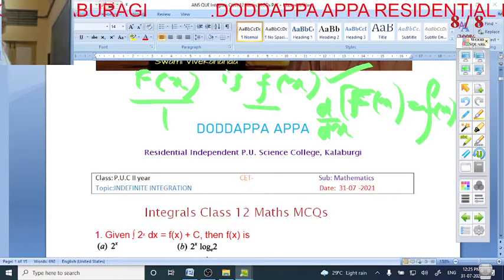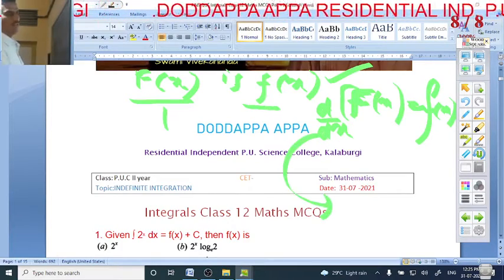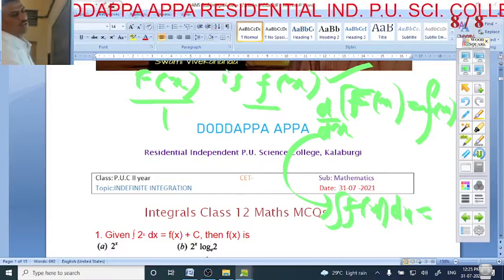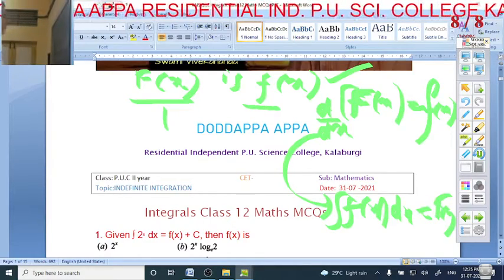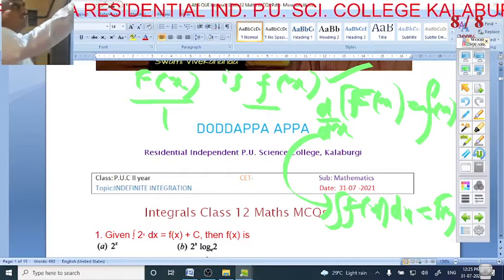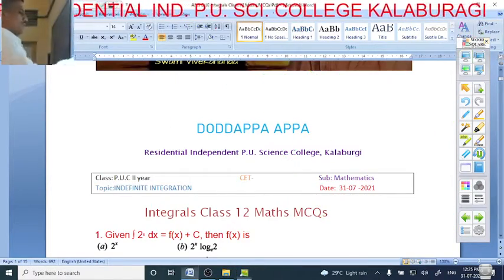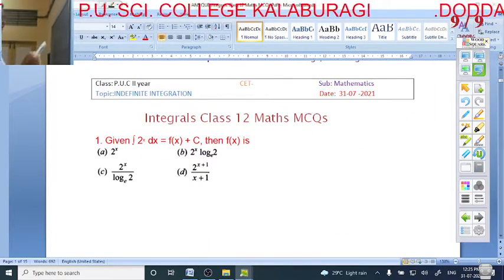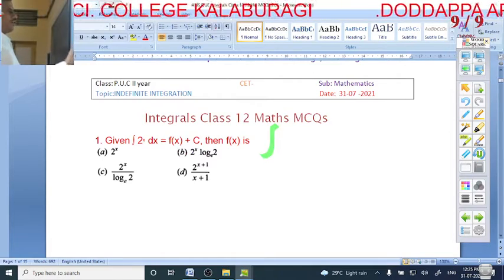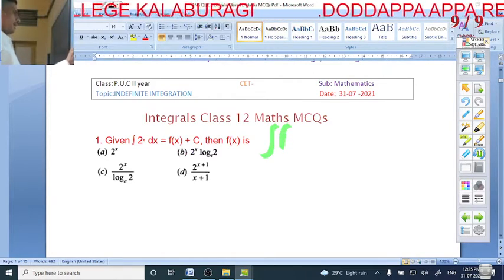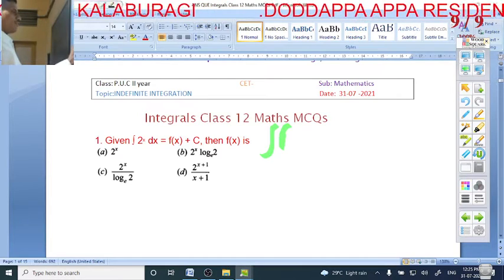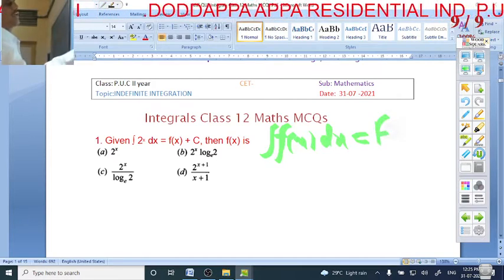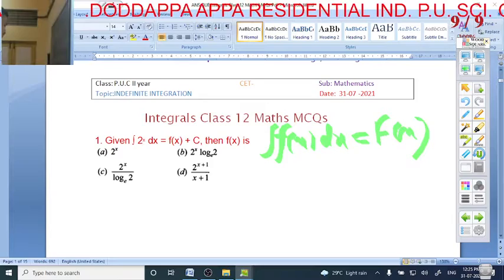So once again, you know that the differentiation of a constant is 0. So in other words, with the help of this, you can write integration of f of x dx is equal to capital F of x. Okay. So now, as we have just written, integration of small f of x dx is equal to capital F of x.